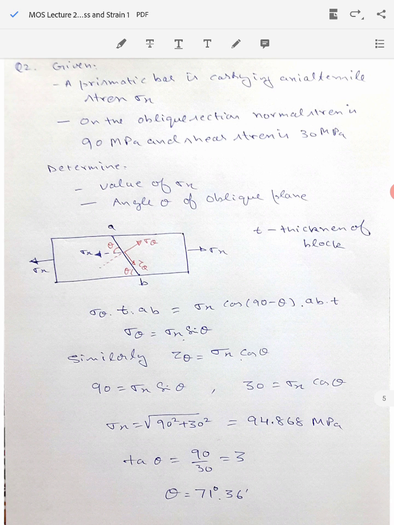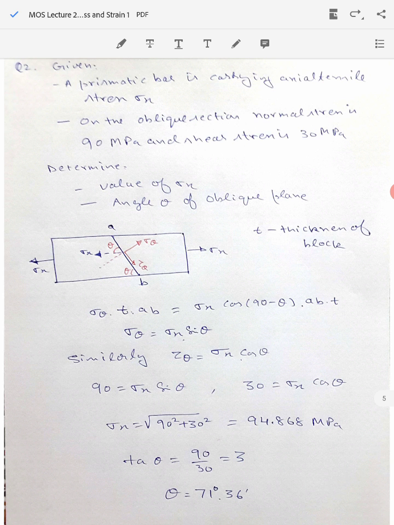So you see here we have the first force that is acting, the normal force perpendicular to AB, which will be the normal stress sigma theta multiplied by the cross section area on which it is acting. The cross section area is AB into the depth of this object, that is T. So sigma theta dot T dot AB will be the amount of force acting perpendicular to AB. Now this is equal to how much?